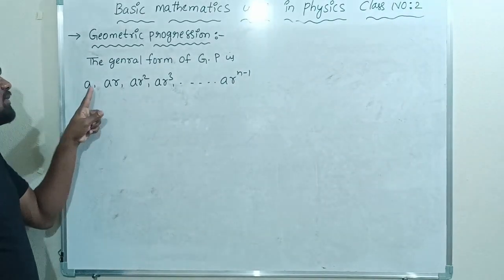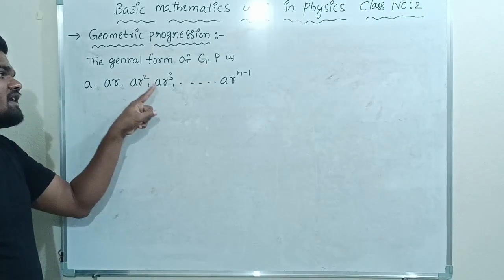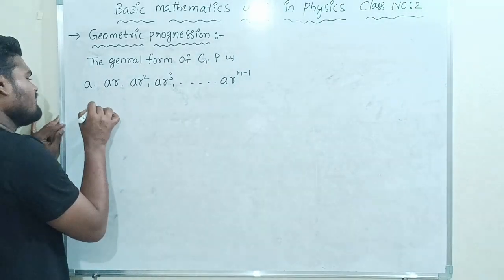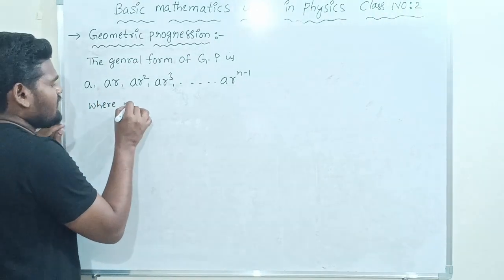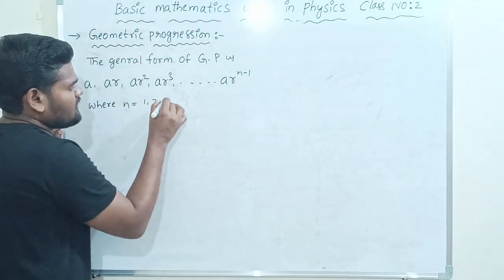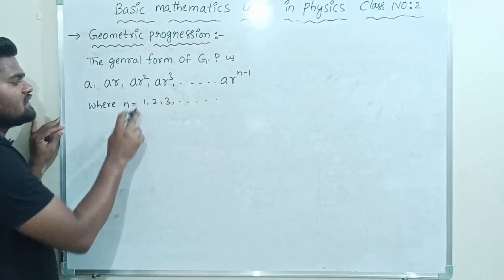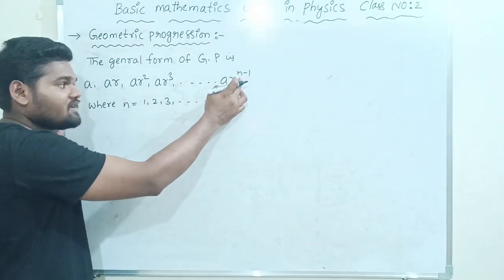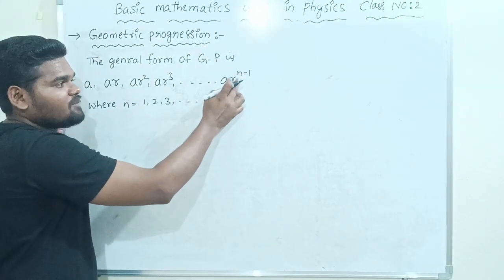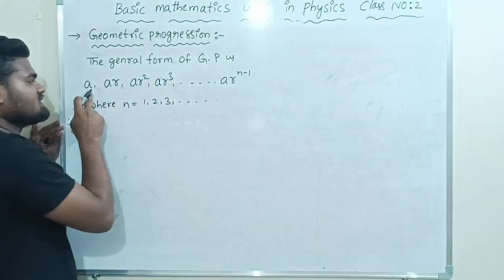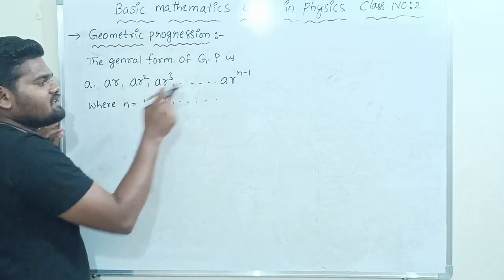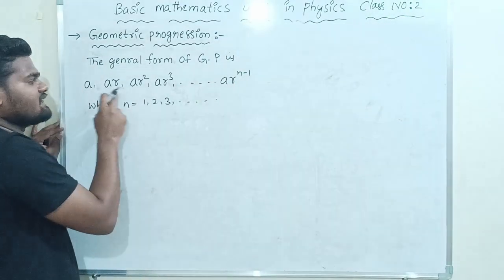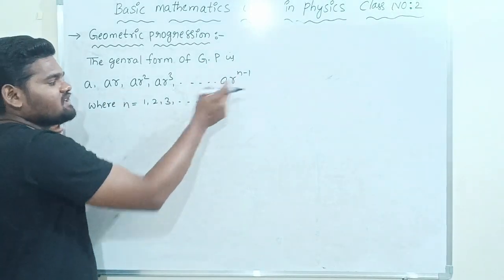What is this? A, AR, AR square, AR cube, and so on, AR power n minus 1, where n is equal to 1, 2, 3, and so on. If you place n equal to 1, 1 minus 1 is 0, R power 0 is 1, you will get the first term A. If you substitute n equal to 2, 2 minus 1 is 1, R power 1, you will get the second term AR. For the third term substitute 3, and so on.